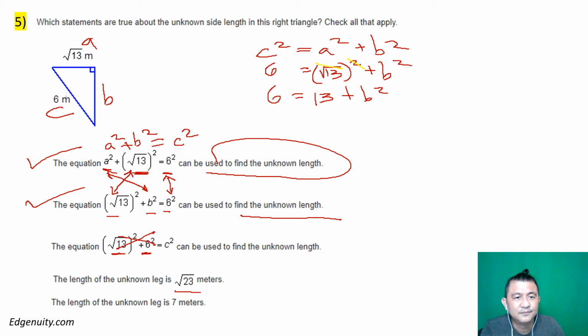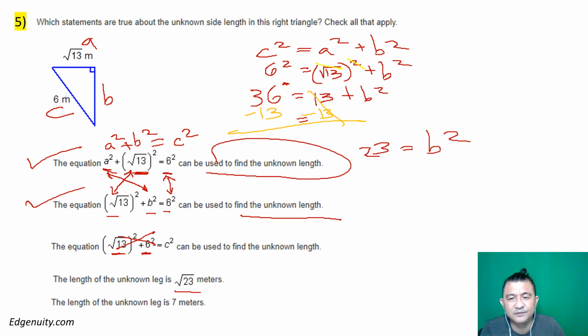So the C squared is 6. We haven't done the C squared, so that's going to be 36. Okay, so let's write it down. I need to get rid of the 13. Minus 13 on the left, minus 13 on the right. That cancels out, so that's going to be 323 is equal to B squared.